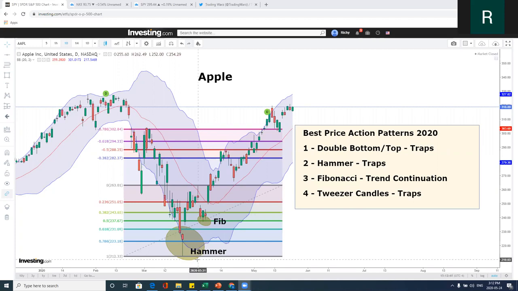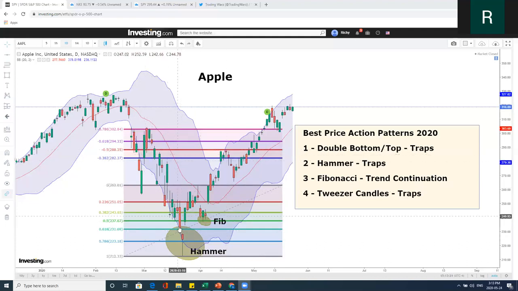So this hammer showed up on Apple on March 23rd. And for each one of these price action patterns, I want to explain why it works and how to trade it. For the hammer, if you haven't looked at my previous candlestick video, please take a look at that and I'll explain more about the psychology. But essentially, what it means is the market tried to push Apple lower. Short traders tried to push Apple lower. But when we got to the end of the day on March 23rd, buyers stepped in and pushed this market back up. So this is what we consider a trap.